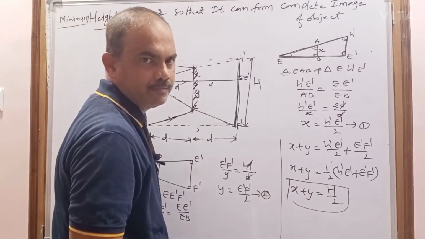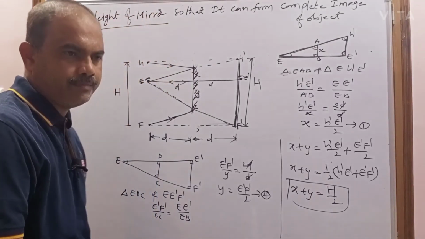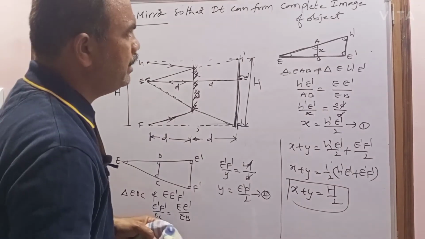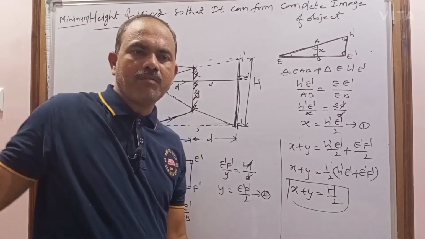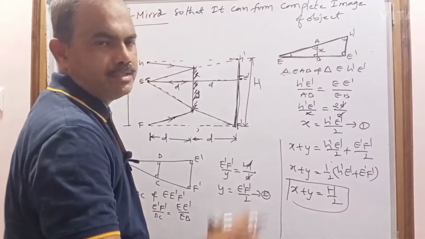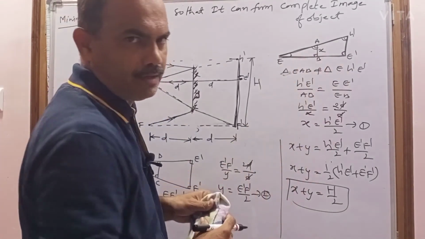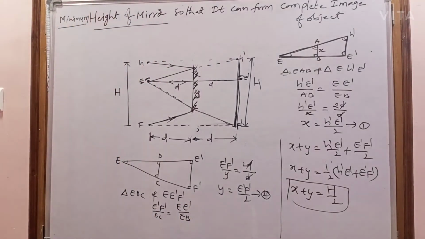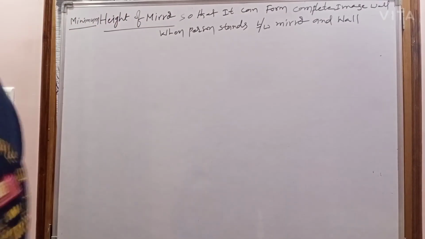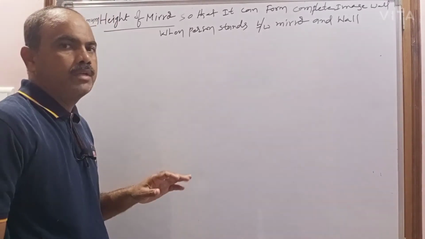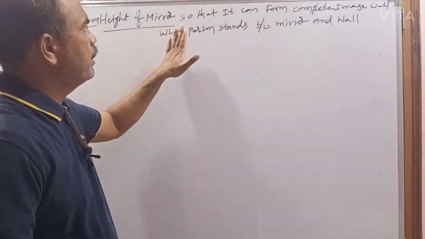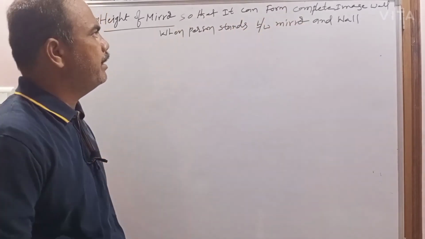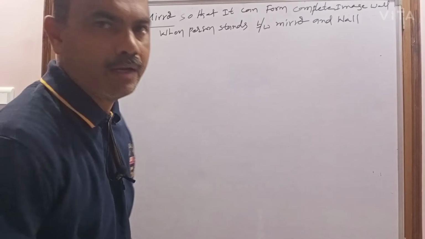So next I am going to explain what is the minimum height of the mirror so that it can form the complete image of the wall. When a person stands between the wall and the mirror, that I am going to explain now. So next one is the minimum height of the mirror so that it can form the complete image of the wall when a person stands between mirror and wall.